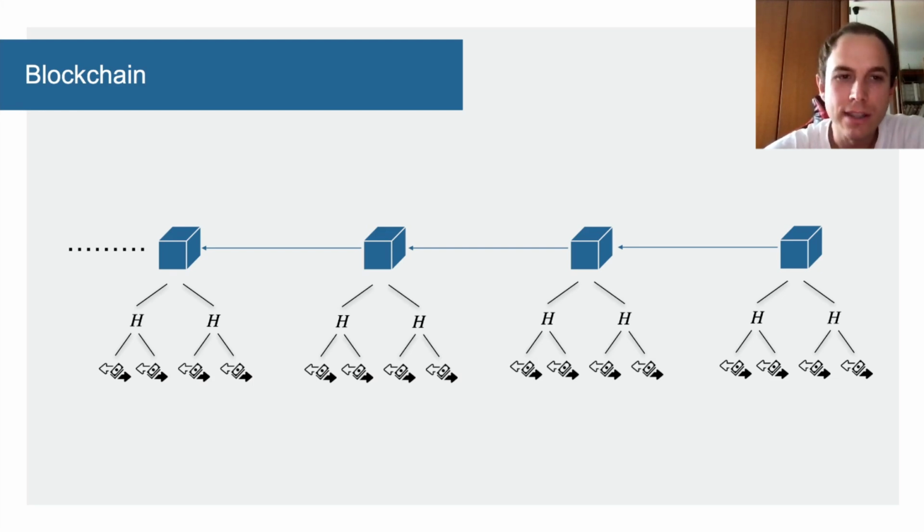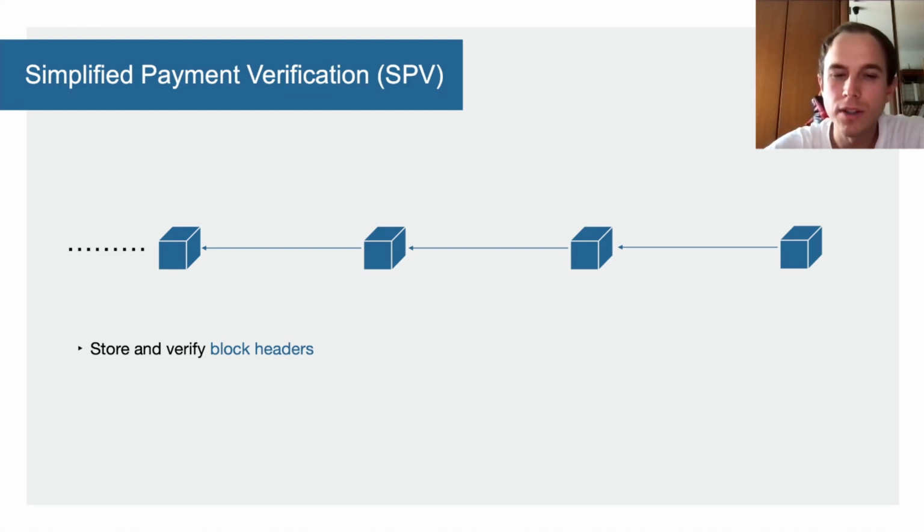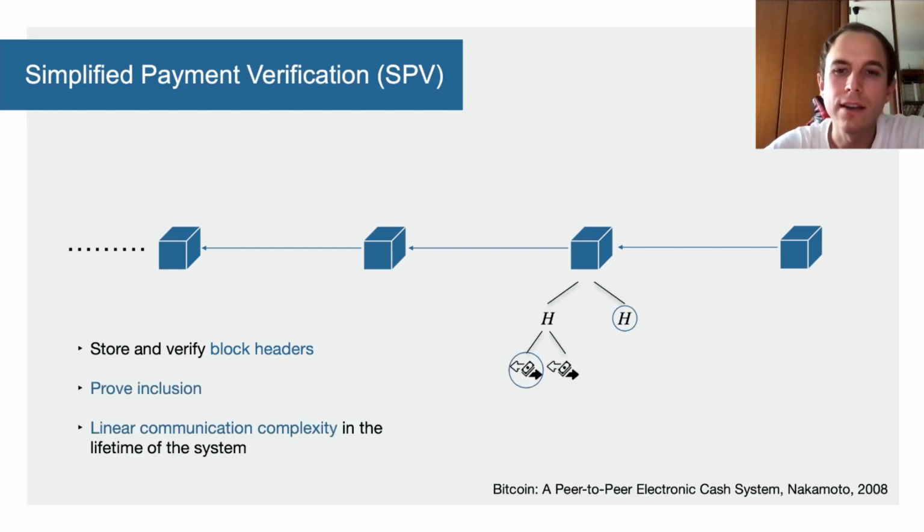So, a very simple idea could be, okay, let's just get rid of the transactions and only store the block headers. And then if we want to verify that some transaction is part of the chain, we can ask a full node to give us a Merkle inclusion proof of some transaction in some block. And then we can verify this, and we are convinced that this is actually part of the chain. This has actually been proposed as the simplified payment verification in the original Bitcoin white paper. And this has a linear communication complexity in the lifetime of the system. In other words, we need to store something that is linear in the length of the chain.